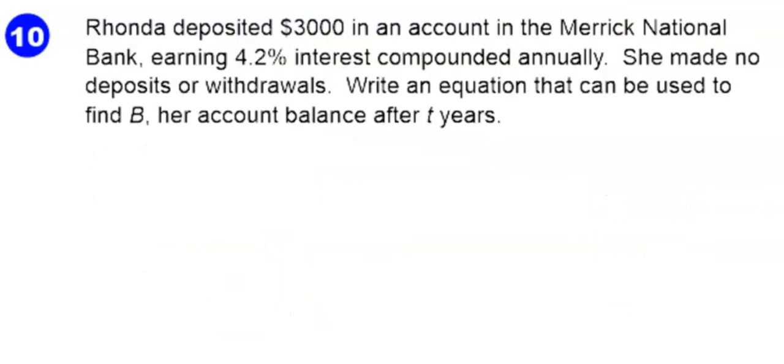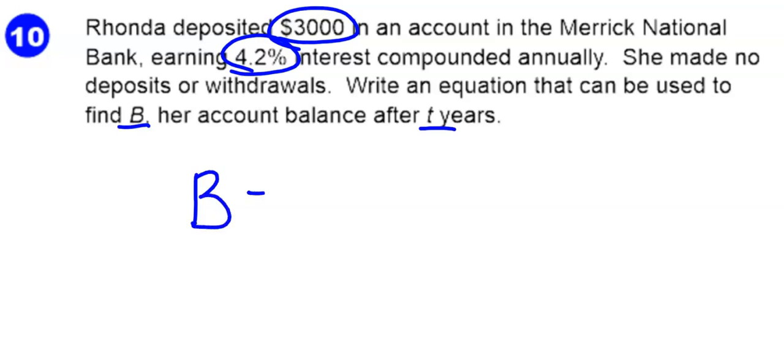Number 10, Rhonda deposited $30,000 in an account at the bank. It earned 4.2% interest compounded annually. She made no withdrawals or deposits. Write an equation that can be used to find B, her account balance after T years.